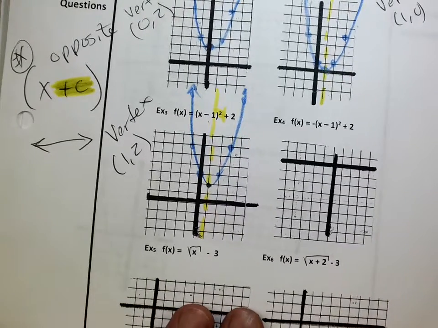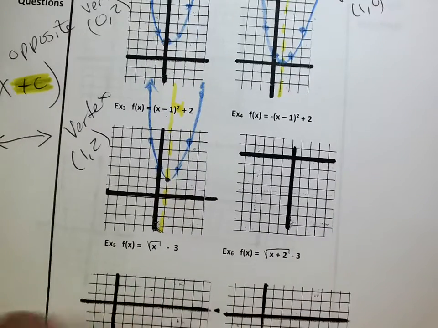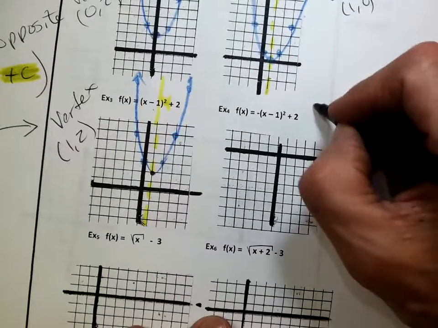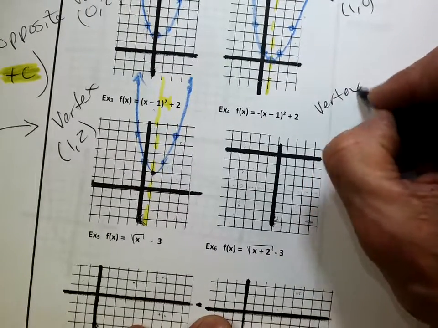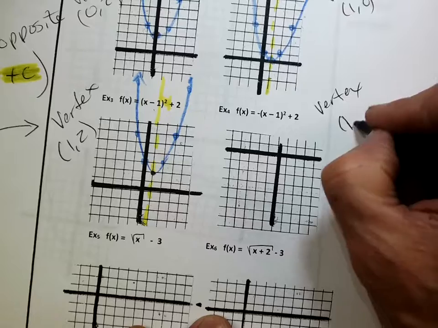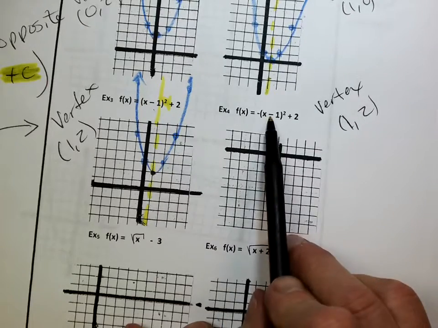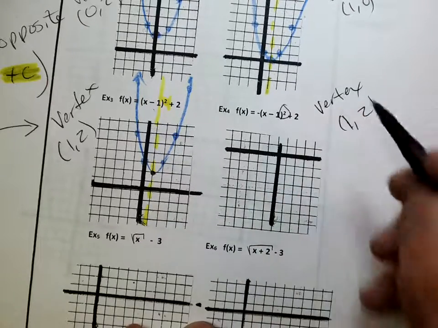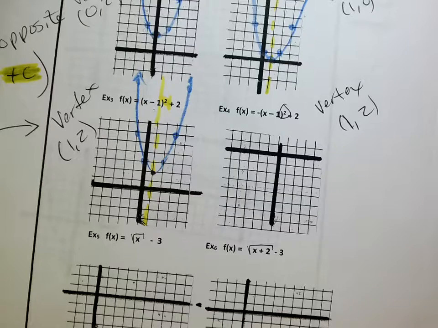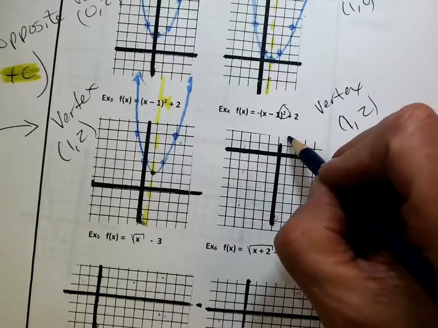Okay, example 4. Its vertex is at, same thing, a 1, 2, right? Because it's the opposite of the inside. It is also a parabola because of the x squared. Okay, it's got to be a parabola, x squared. The vertex is at 1, 2. So we got a 1, 2. It's right there.